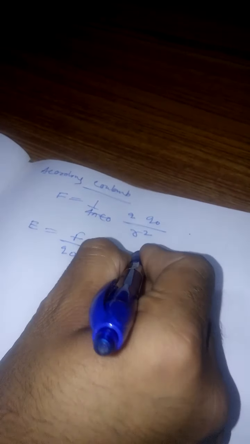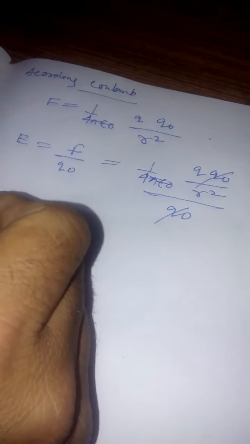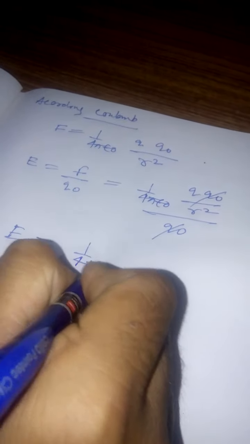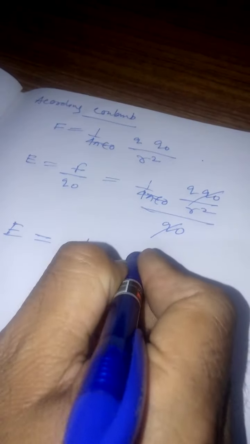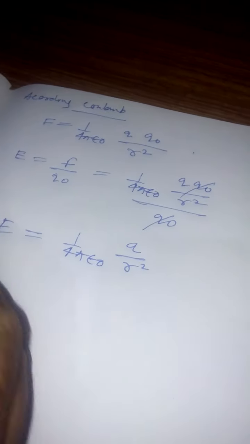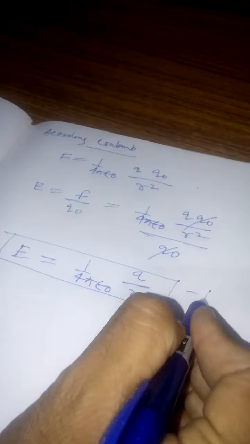What is the electric field intensity? It is the force upon the test charge. On putting this value, 1 upon 4 pi epsilon naught q q0 by r square, upon q0, q0 cancels. So the electric field is equal to 1 upon 4 pi epsilon naught and q upon r square. Call this equation 1.